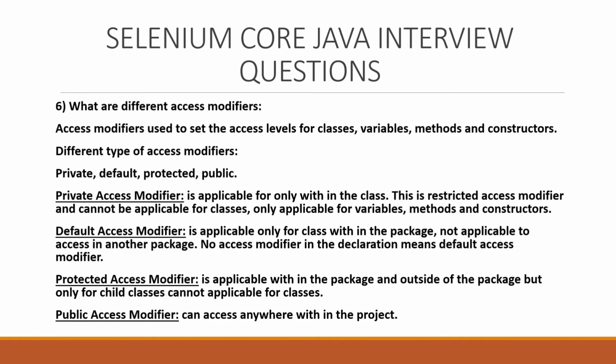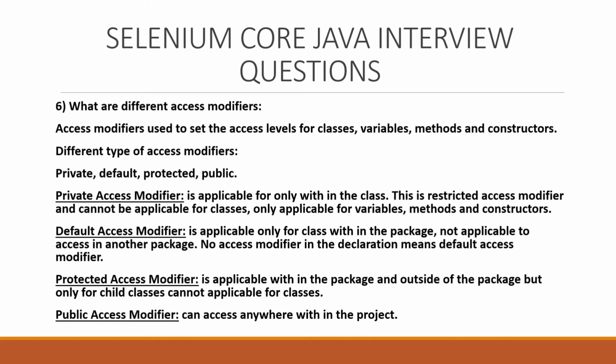Okay, so the next question here is what are different access modifiers? What is the main purpose of access modifiers? Access modifiers are used to set the access levels for classes, variables, methods and constructors. What are all the different types of access modifiers we can have?